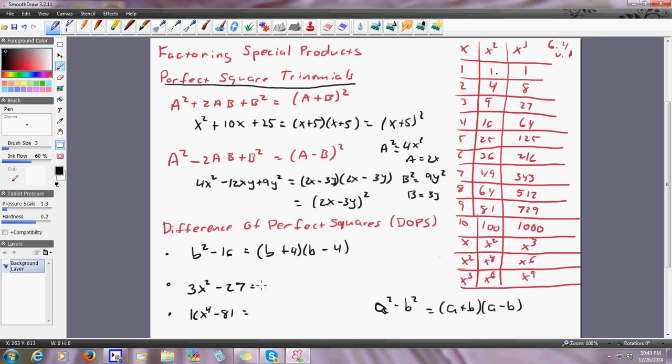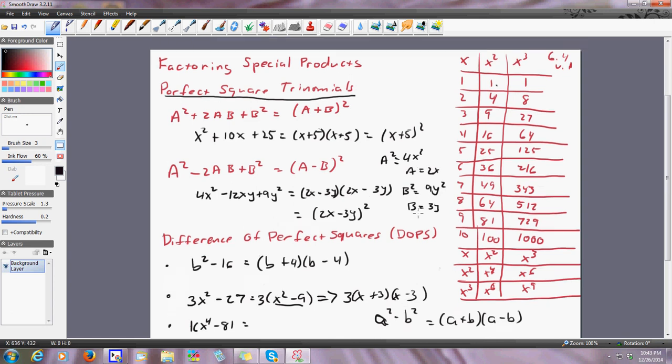This one doesn't work because 3 is not square and 27 is not squared, but 3 is a factor of 27, and you get this, 3 times x squared minus 9. I'm going to keep my 3, and now I have the difference of perfect squares here. I get x plus 3, x minus 3.